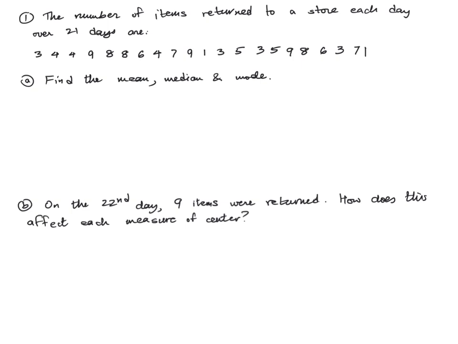All right, here's an example. The number of items returned to a store each day over 21 days are, and then here is the list of 21 values of numbers of items that were returned to the store. We want to find the mean, the median, and the mode.